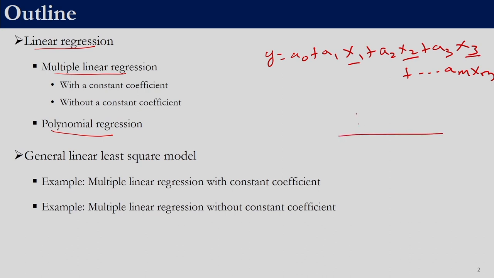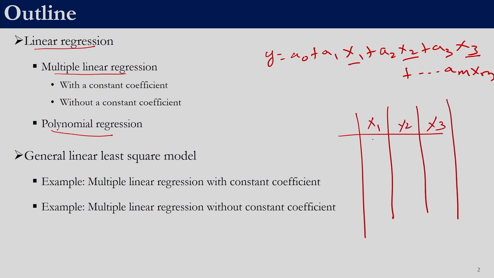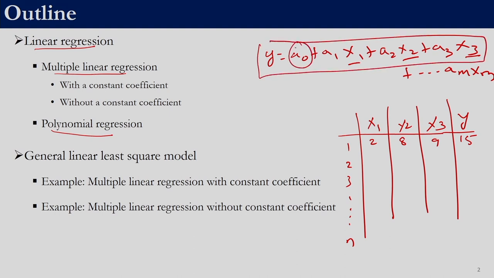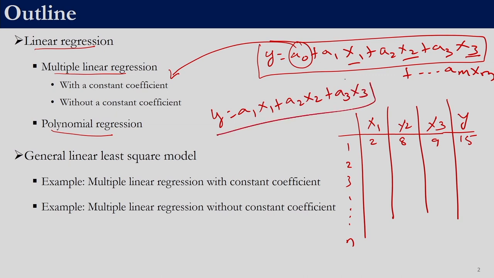So the data points are given like this: x1, x2, x3, and for this, let's say 2, 8, 9, the y value is given, the dependent variable value, let's say 15. Like this, we are given n points. Our task is to fit a model y is equal to a0 plus a1 x1 plus a2 x2 plus a3 x3. We can either fit this type of model, wherein we have a constant coefficient, so we'll discuss that first, or our model can also be y is equal to a1 x1 plus a2 x2 plus a3 x3. Here we don't have a constant coefficient, so we'll also discuss that case. That's what we are going to do in multiple linear regression.